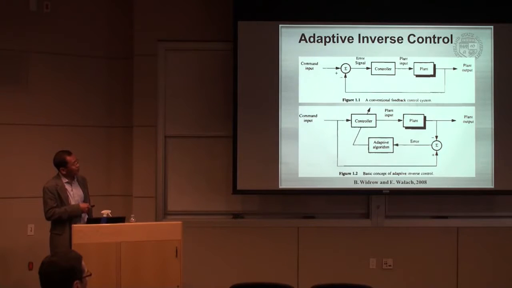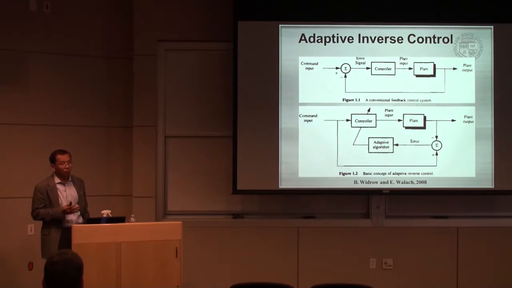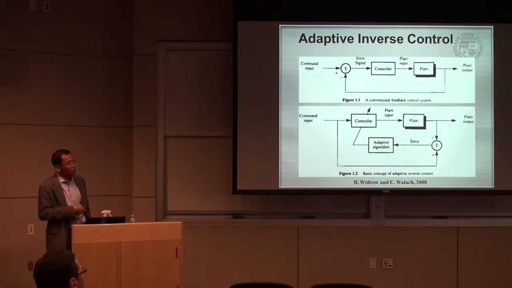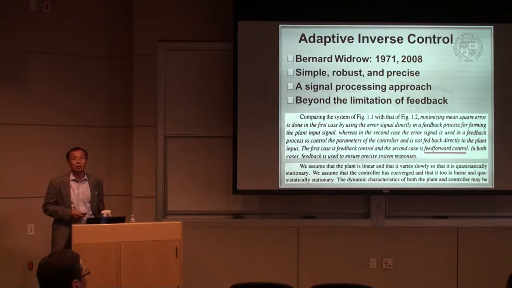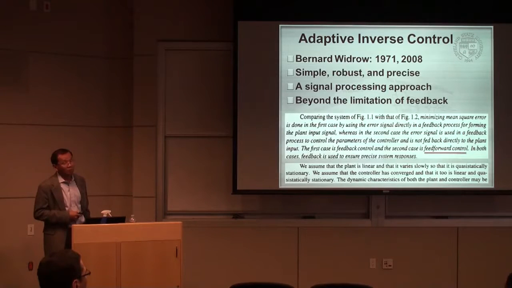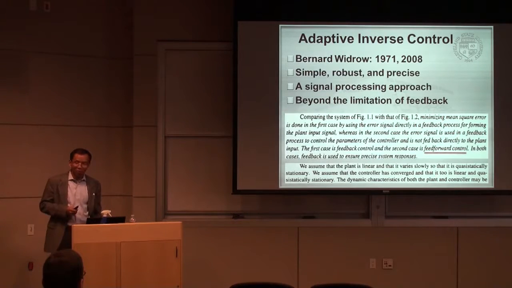So he constructed a different idea. He said, "Well, why don't we use the plant model? If we have a model, why don't we invert this model and use the inverse as the controller?" Now, the inverse may not be precise, so let's use a signal processing approach and make the parameters of the controller adaptive. So primarily you have a feedforward control, but with feedback to take care of the uncertainty. And this is the idea he worked on for close to 40 years, in an attempt to find a simple, robust, and precise controller. Right? And this is true to Norbert Wiener's spirit.